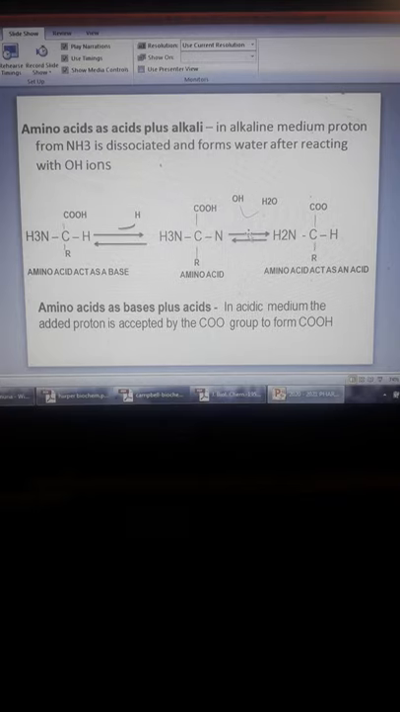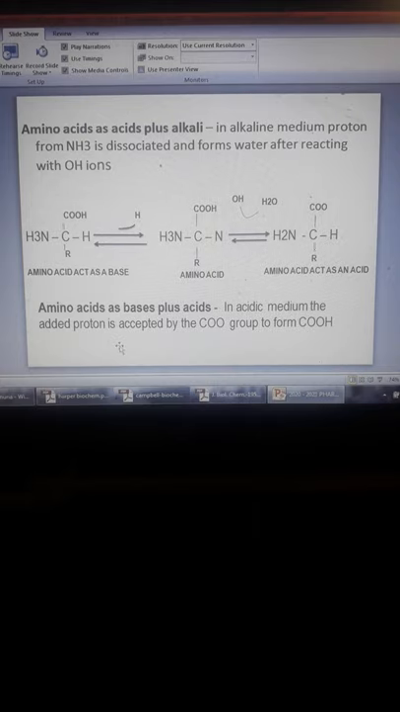So if the amino acid acts as an acid, what can react with it? Of course, the base or the NH3 will react. An acid cannot react with COOH, so it will repel the reaction. They are both negative. So if it is an acid, a positive one should react with it. Now, amino acid as base. Sometimes the amino acid as base is already the ammonia. What reacts with it? Of course, the COO group forms COOH. In acid medium, the added proton is accepted by the COO. So if it accepts, it will form the COOH.